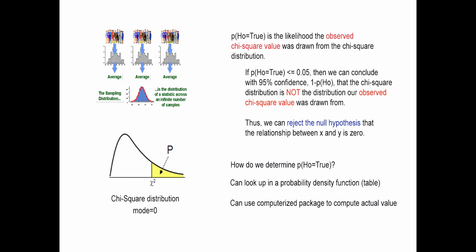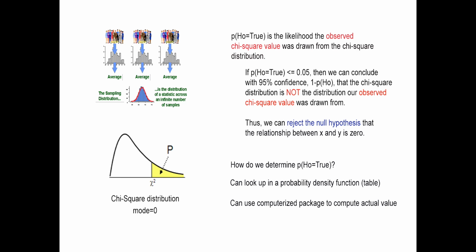So the more practical question is, how do we determine the probability the null hypothesis is true? That is, how do we determine the probability that our observed chi-squared value came from the chi-squared distribution with a mode of 0? There are two ways to do this. One, we can look up the probability in a probability density function table. Or we can use a computerized package like SPSS to compute the actual value of pH0.